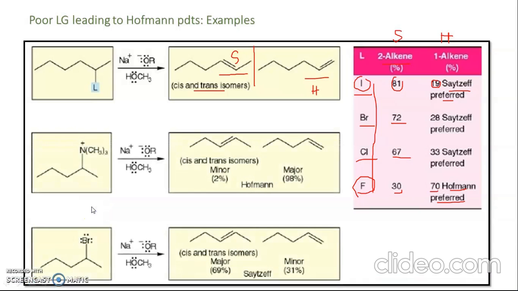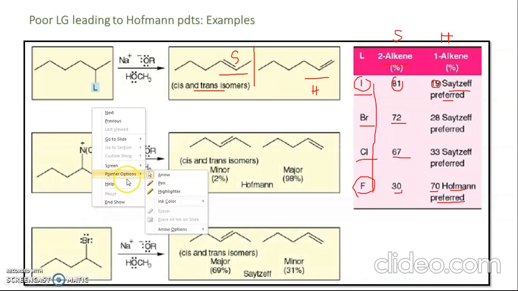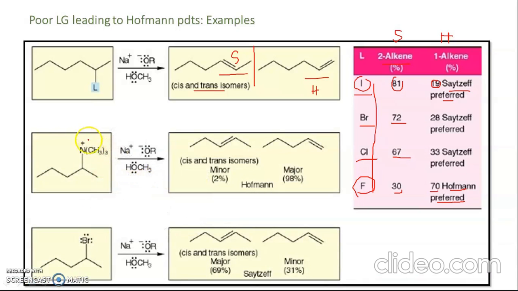Next example. In this example also you will see the leaving group is very poor. Very poor: N plus Me3, a quaternary ammonium salt. So here also you will see the Hofmann product is the major, and we are getting Saytzeff only 2%.